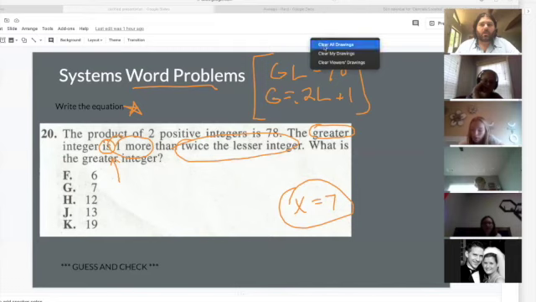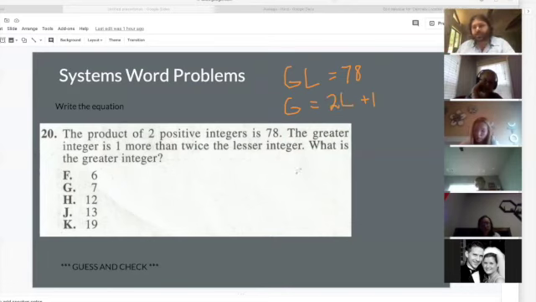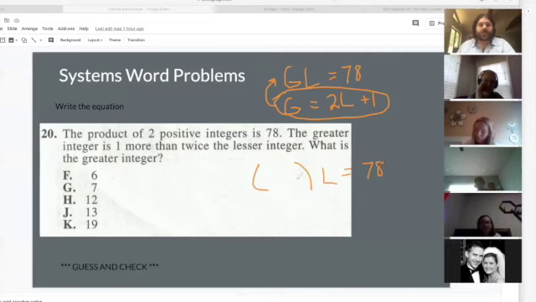This is one of our harder systems, but we get G times L equals 78 because the product is 78. The greater is one more. Usually one more actually goes on at the end, just like one less would go on at the end, then twice the lesser. So here's our system. Guys, it's solved for G, right? That tells me I should probably substitute. So G times L equals 78, but instead of G, I'm going to replace with what the other equation tells me G is. So G is 2L plus 1.